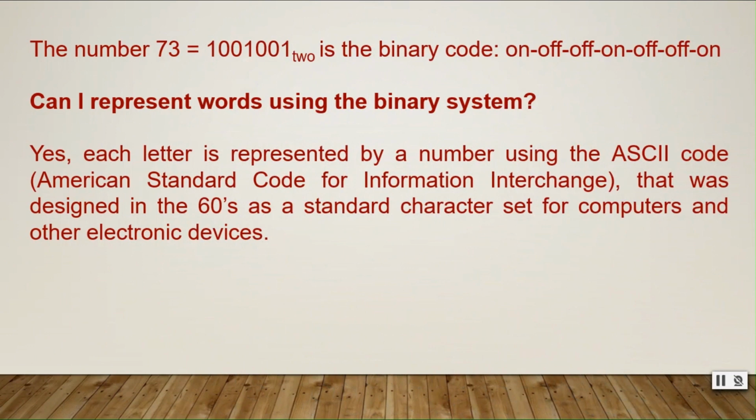The number 73, that is equal to 1001001 base 2, is the binary code on, off, off, on, off, off, on. So that is going to be the combination of the different switches. Can I represent words using the binary system? Yes. Each letter is represented by a number using the ASCII code. ASCII is the American Standard Code for Information Interchange, which was designed in the 60s as a standard character set for computers and other electronic devices.